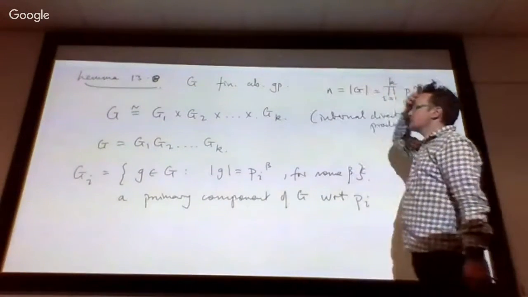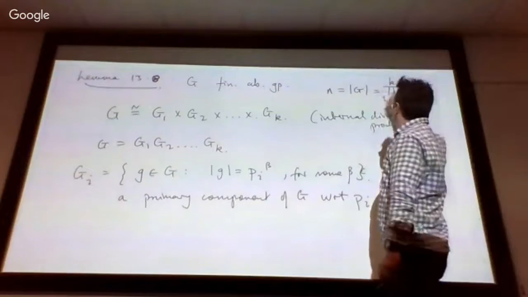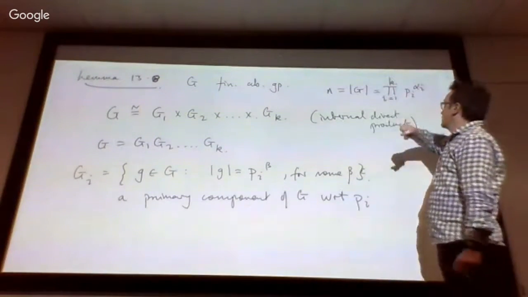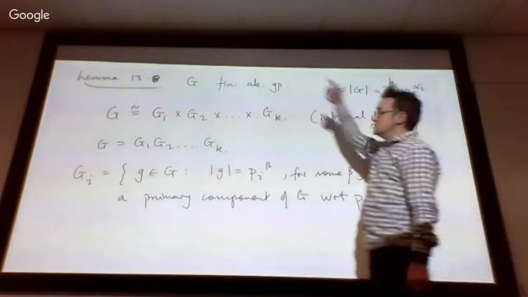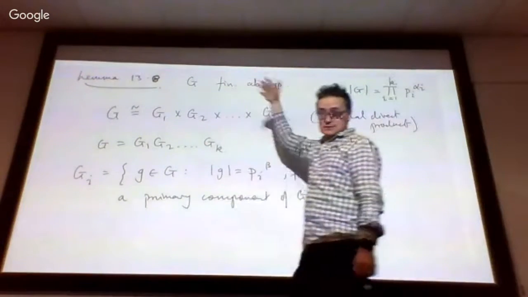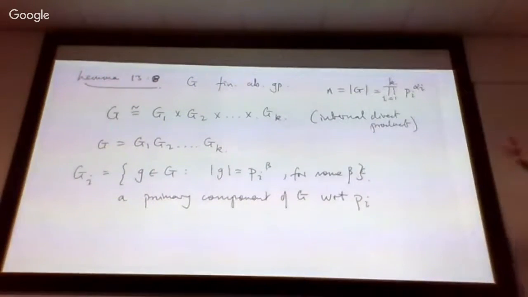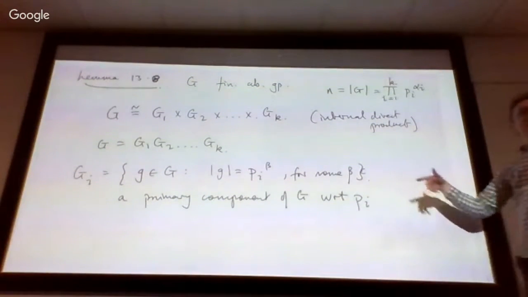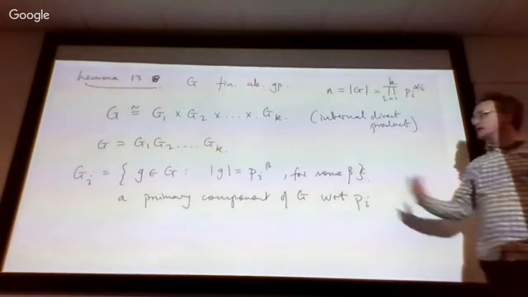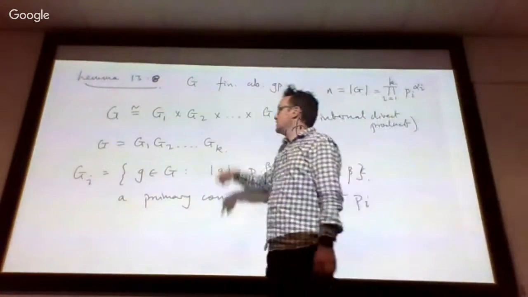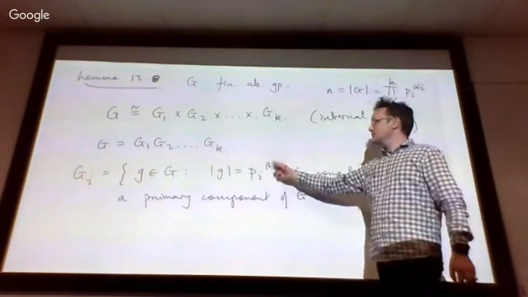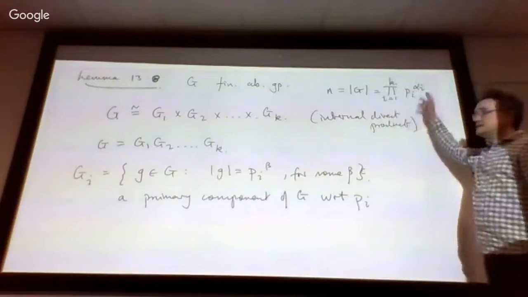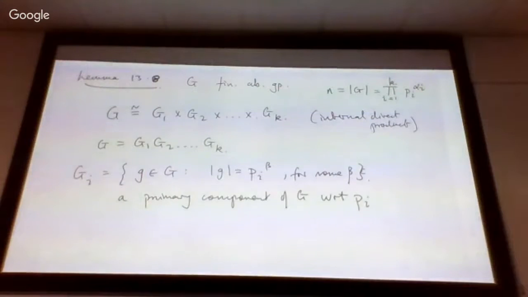The previous lemma told us that for any prime dividing the order of G, so for any of these PIs, G does contain at least one element, therefore multiple elements, of order PI. So these GIs, each of them, are non-trivial. There are non-identity elements in G which have order various powers of PI, for each of the primes PI dividing the order of G.